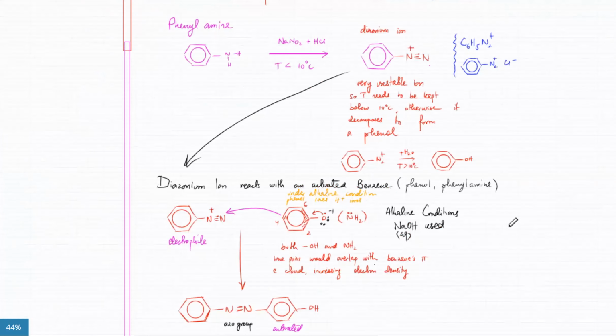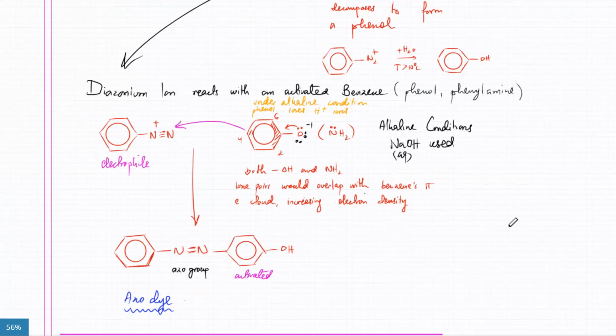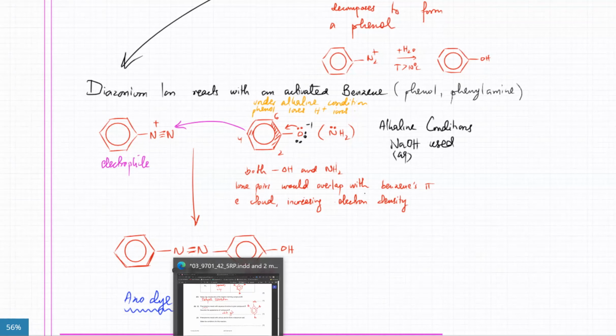So you have this diazonium ion which acts as an electrophile. Because it's a positively charged ion, it gets attracted to a highly activated benzene. So it's either got to be a phenol or it's got to be an amine. It attaches and ends up forming an azo group with it, and that's your azo dye. It can have other groups attached to it, but that's the basic structure of what an azo dye looks like.